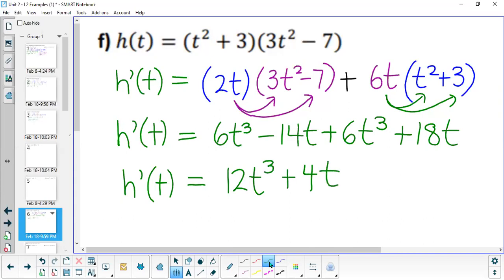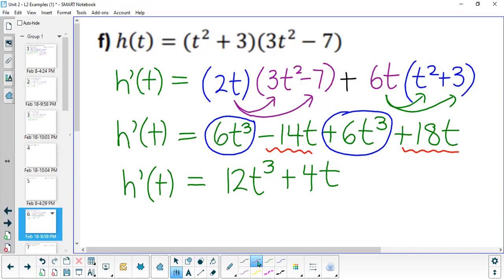Okay, so I have a cubic function when I apply my distributive property. Notice that I do need to collect like terms. The 6t cubed needs to be grouped with this positive 6t cubed. This negative 14t has to be grouped with the positive 18t. That's how you get your final answer. This is how you get full marks. You have to show me those steps before you collect like terms. I can't reinforce that enough.